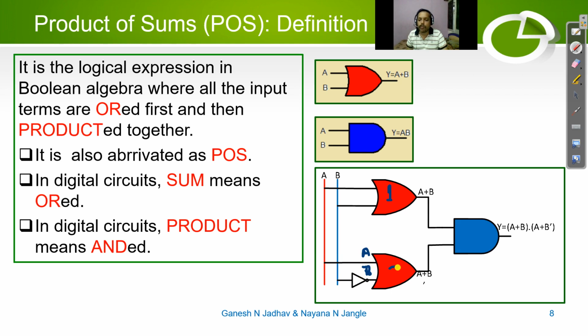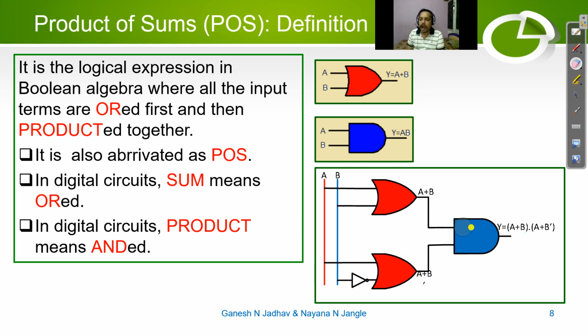Okay, so what will be the output of the first gate? The first output is a plus b, and the second output is a b dash. These two outputs are ANDed together, so the output is (a plus b) into (a plus b dash). Here, the terms are first summed and then taken as a product. Hence it is called the product of sums. So this is the POS form.